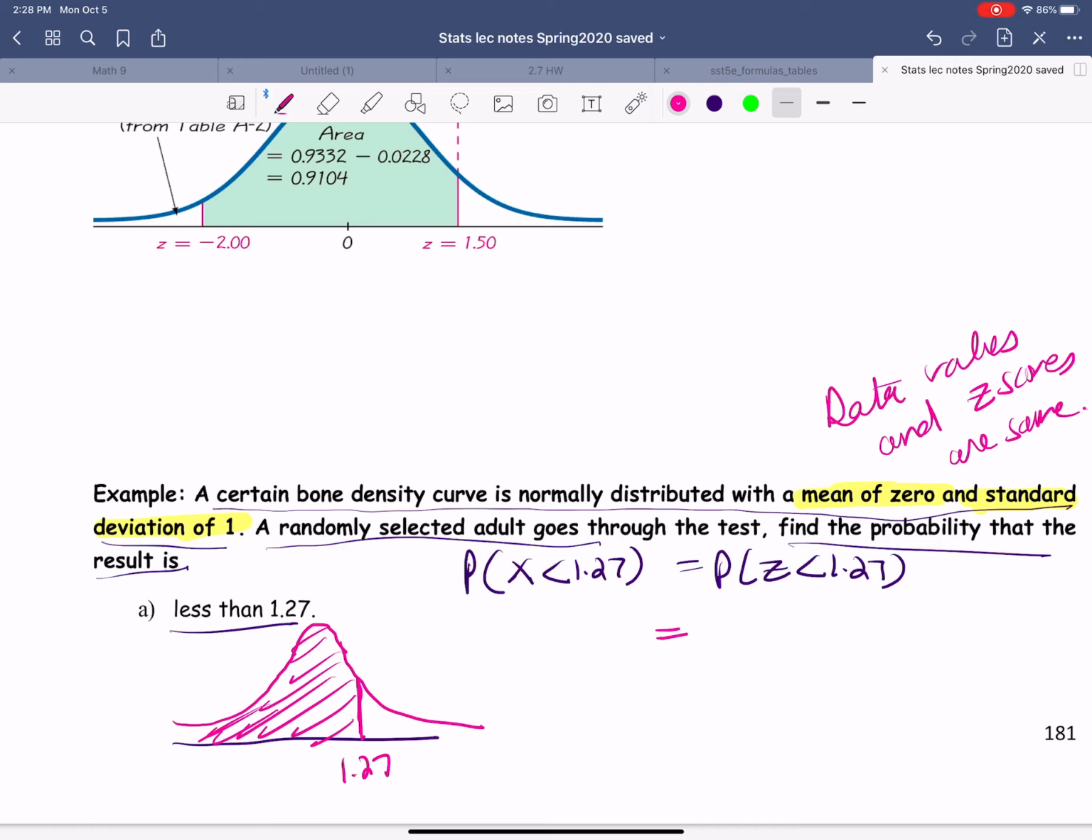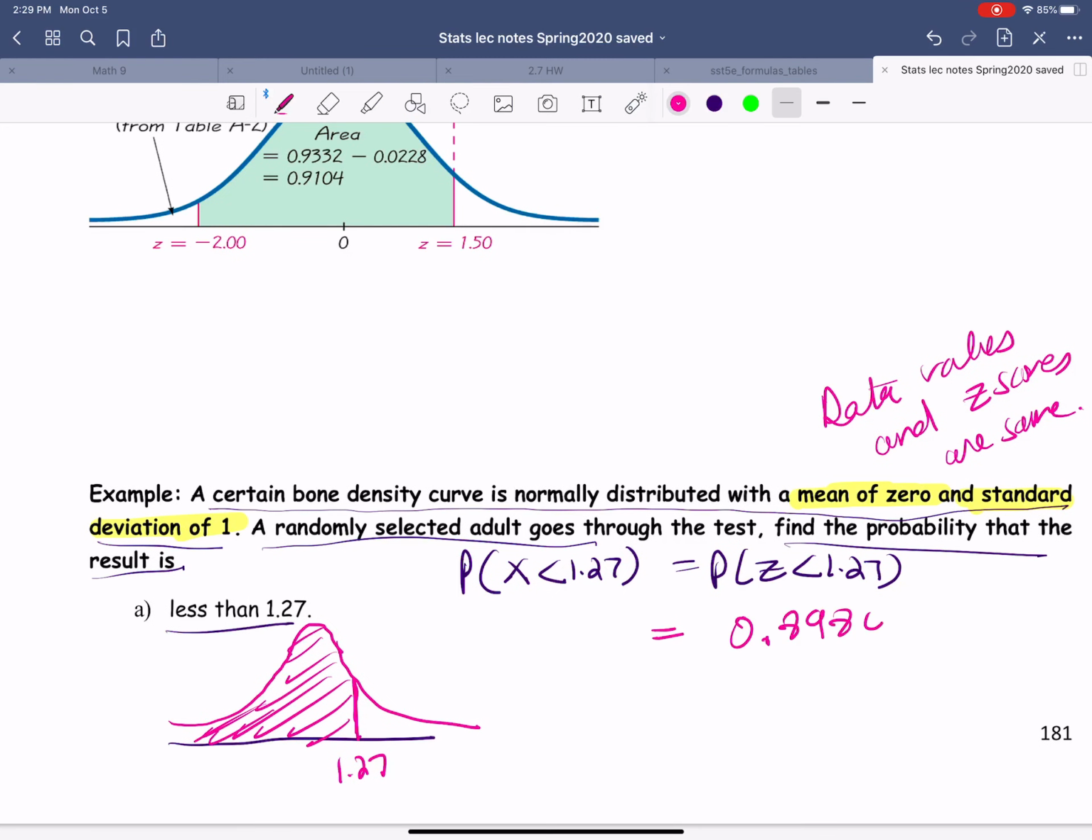Let's go back to the table, find out the area to the left of 1.27, and we have done enough reading of the table now. So I'm going to use a calculator really quick and find the area to the left of 1.27, and I got 0.8980. Okay, so how would you interpret this? There's about 89.8% chance that you randomly select somebody and their bone density is less than 1.27.